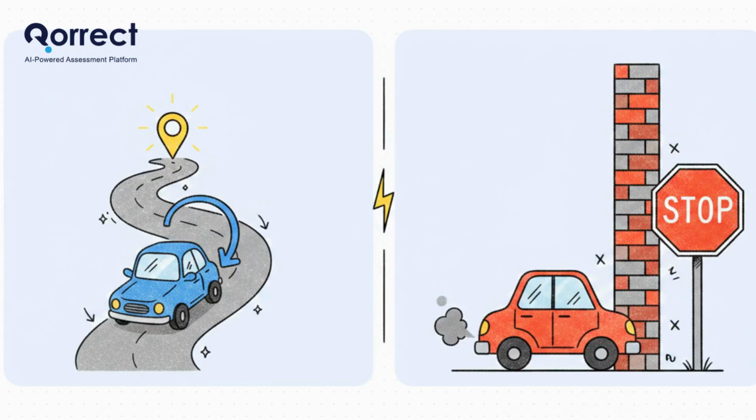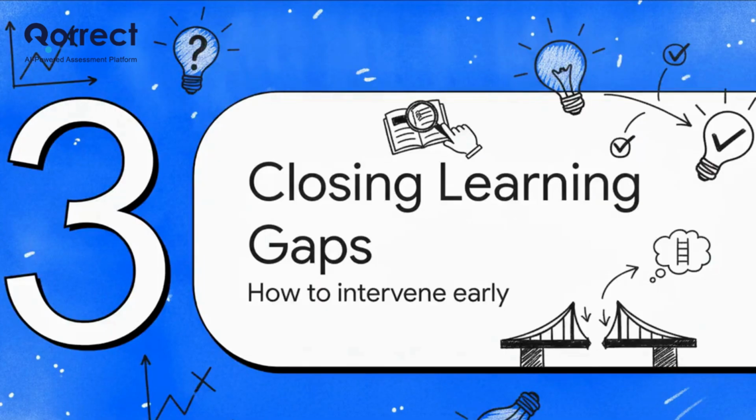Think of formative tests like a real-time GPS in your car. If a student takes a wrong turn, you immediately recalculate the route. A summative assessment acts more like a final autopsy of the semester. It tells you exactly what went wrong, but, well, by then it's far too late to actually help the patient. Which brings us to Section 3, closing those learning gaps and, crucially, how to intervene early.